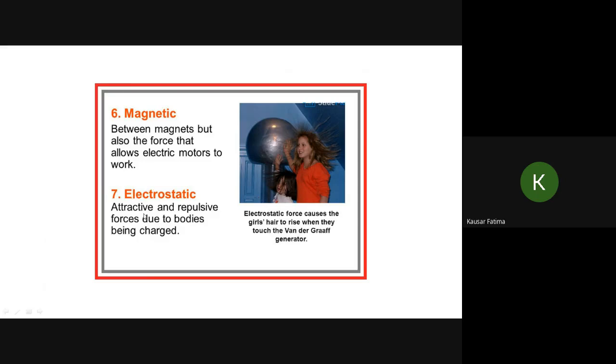Electrostatic force is also attractive and repulsive in nature, meaning the charged bodies may attract each other or repel each other. Like charges repel and unlike charges attract. So this is the force between two charged bodies.